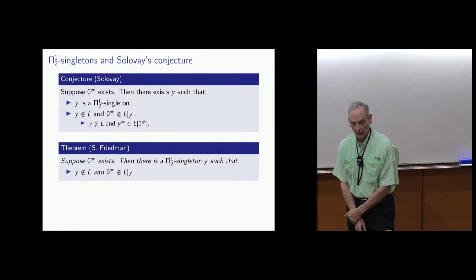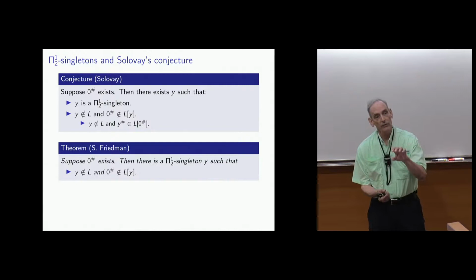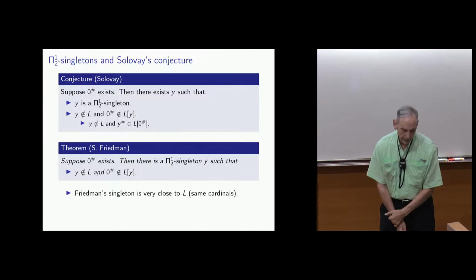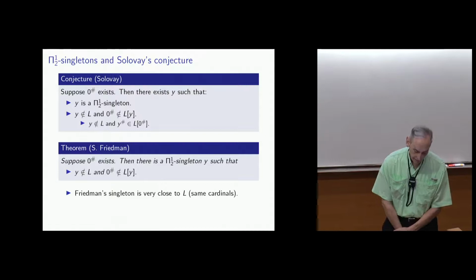proves Solovay's conjecture. Suppose zero sharp exists, then there is, in fact, a pi 1-2 singleton that's not in L, and zero sharp is not in L of Y. So there is a pi 1-2 singleton between zero and zero sharp. Now, Friedman's singleton is very close to L. His construction yields a singleton, in fact, for which the cardinals of L of Y and L are the same.